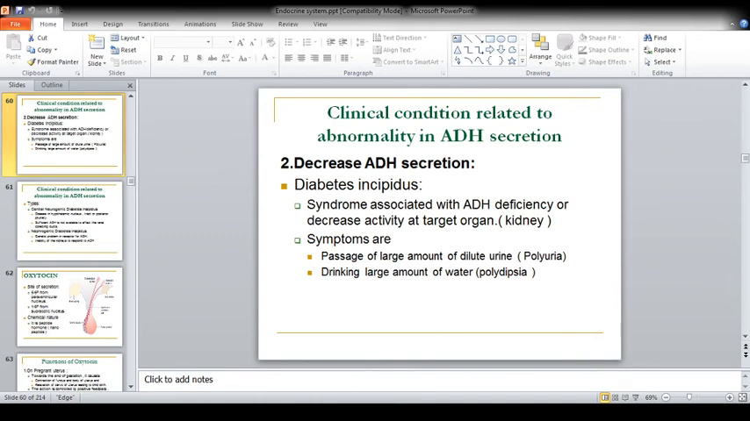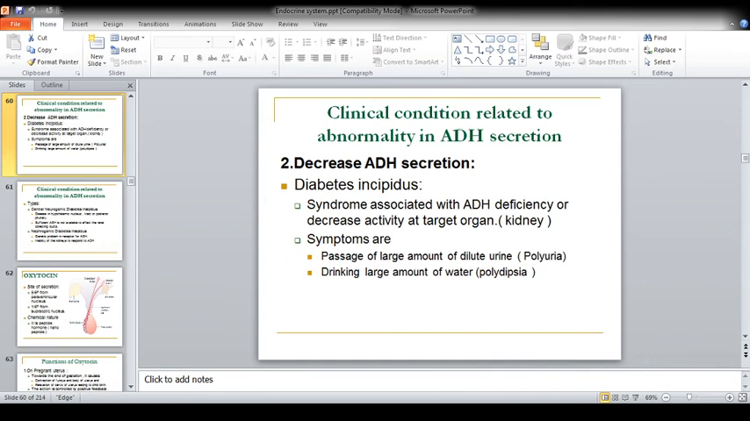Do you know volume overload or water intoxication is a pathology? If you drink too much water and do not go for urine, you may die, as it has already happened to a person.